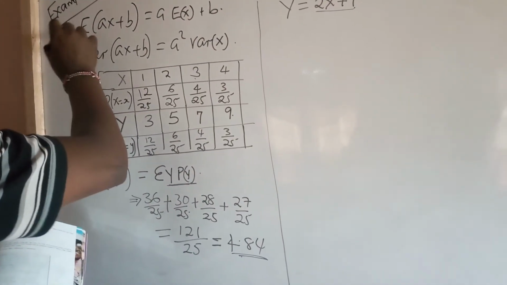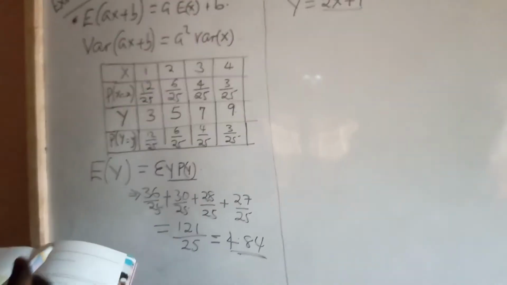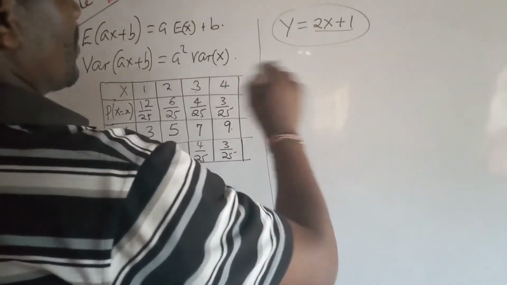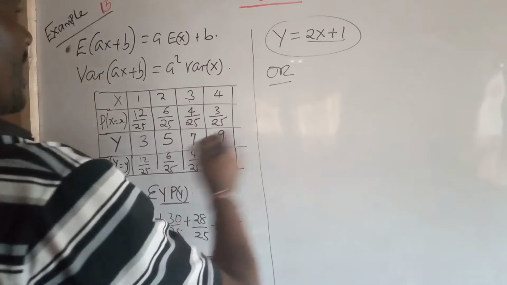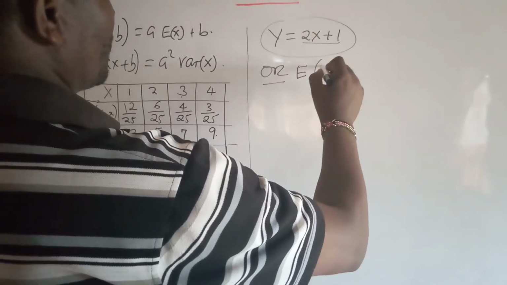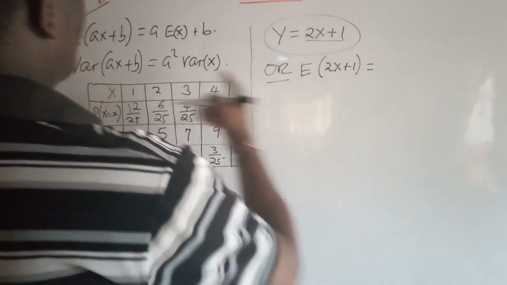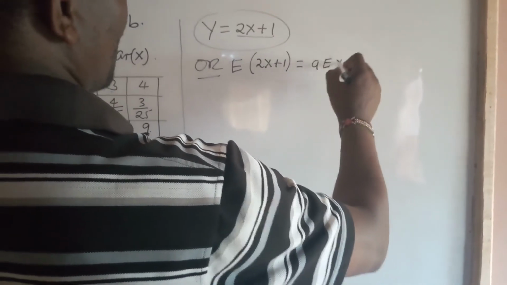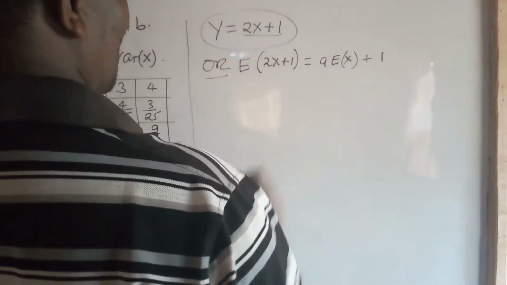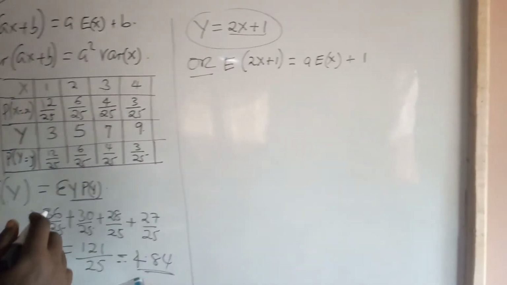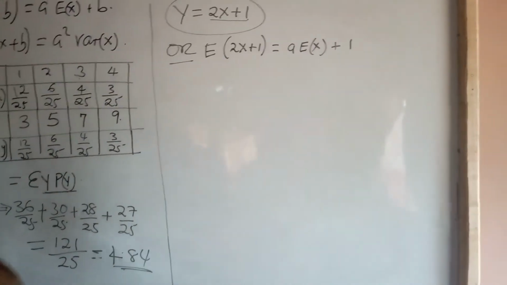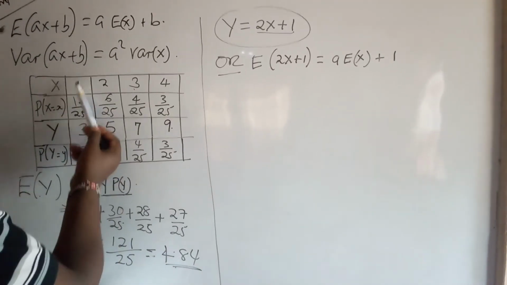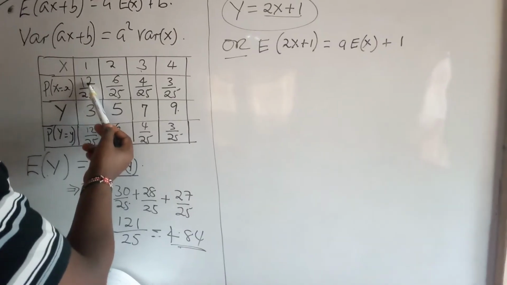But if you look at what is explained in statement number 1 on top of our board, whereby we would have been able to say when y is equal to E of 2x plus 1, which is basically what we can see here. Our a is 2, so a multiplied by E(x) plus our b, which is 1. Let's see if this gives us 4.84. What about E(x)? E(x) is x times the probability of x. So 1 times 12 is 12.